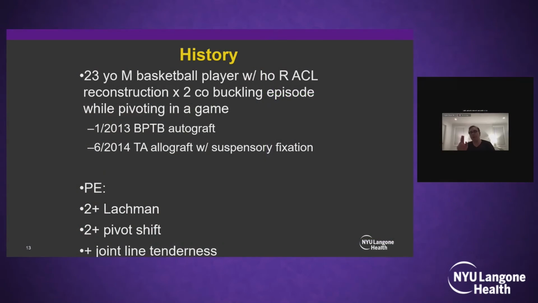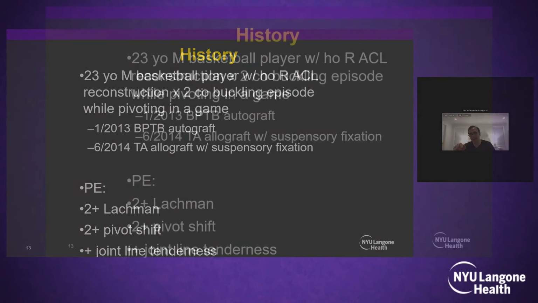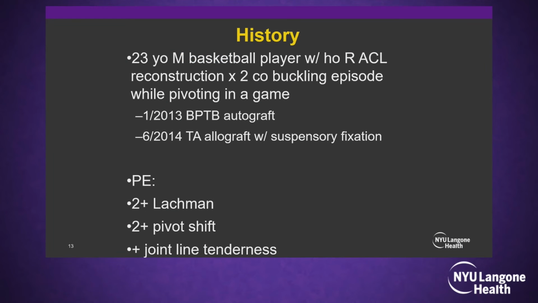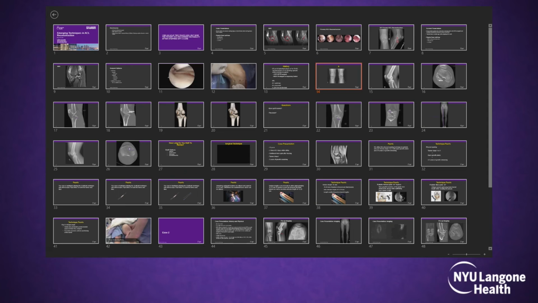So this next case, 23-year-old male basketball player, history of 2 previous ACL reconstructions, BTB all failed, then Tibant, Tibant with suspensory fixation failed. Presents, same thing, tibial Lachman, +2 pivot. So a little different this case.